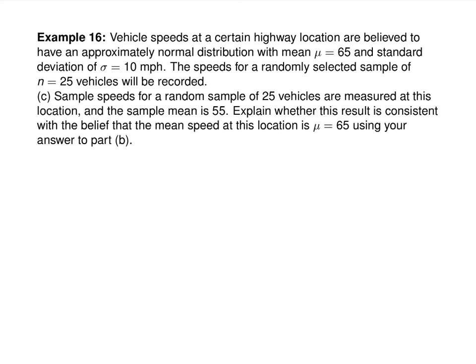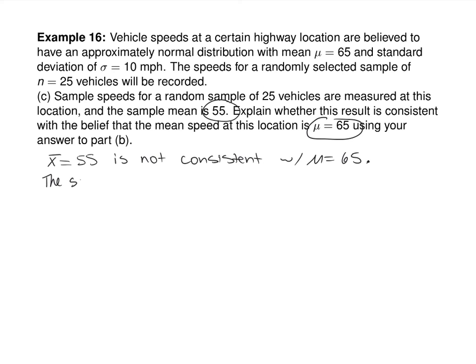So suppose you go to this place and you sample 25 vehicles and your sample mean is 55. You found x bar is 55. Is this unusual? Is this consistent with the fact that you think the actual mean speed is 65? So x bar equals 55 is not consistent with mu equals 65. And the reason is that this sample mean isn't included in what you expect it to be almost all the time.